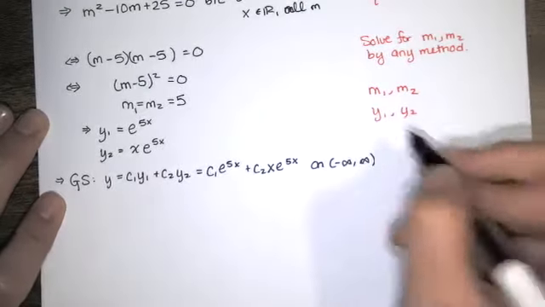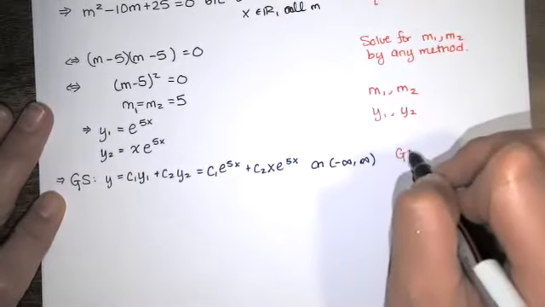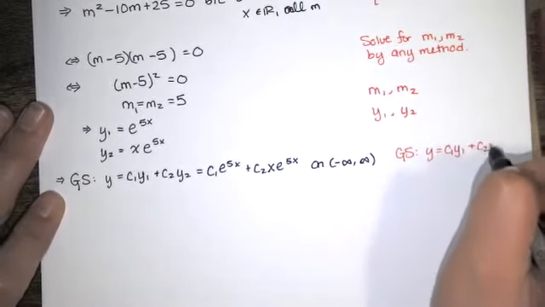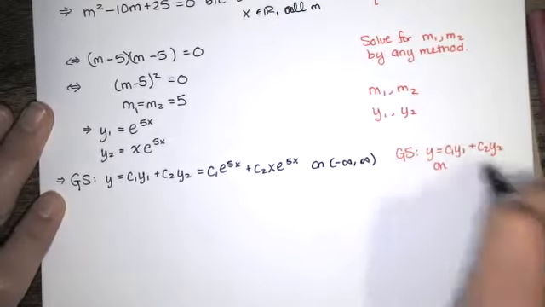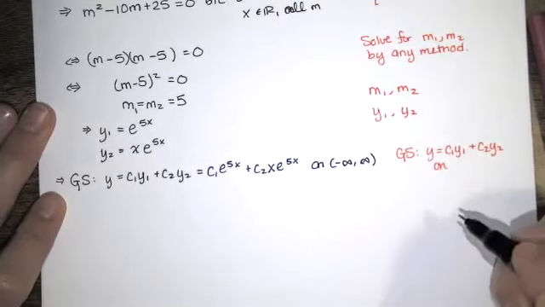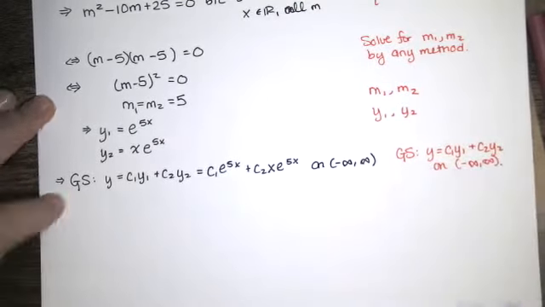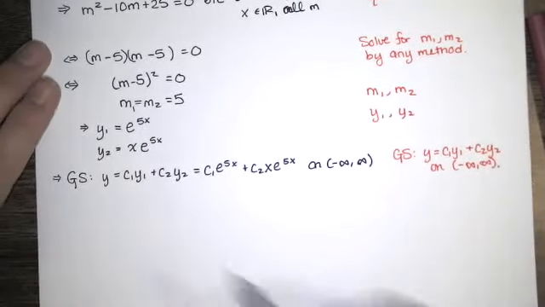So we'll say after you find y1 and y2, general solution is y equals c1 y1 plus c2 y2. And then you're going to state the interval of existence, but with all of these exponentials are well defined all the time. So it will be negative infinity to infinity.